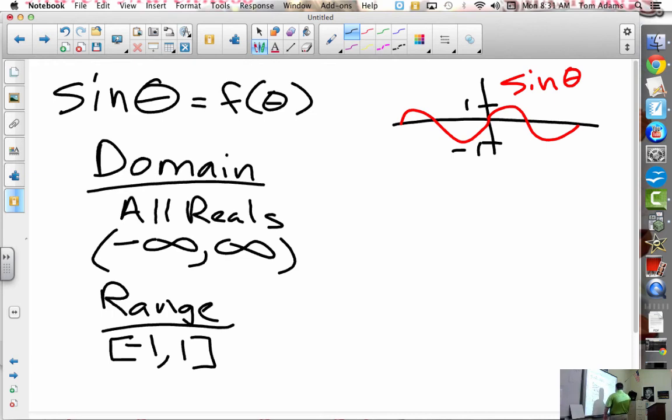Now, for sinusoidal or periodic functions or circular functions, they have a lot of names. I'll try to keep mentioning them to you. This has a period of 2 pi. It's just a fancy way of saying that after 2 pi radians, the graph repeats itself.